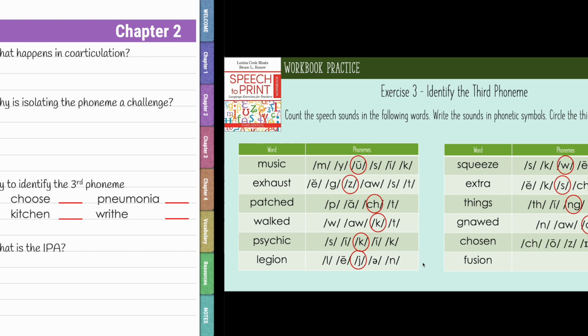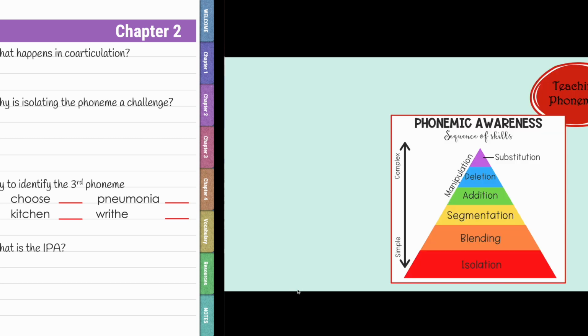Chosen. Good, it's the Z. And the last one, fusion. That's that special zh we talked about a little earlier. Okay, so how did you do? Was it a bigger challenge than you thought? You may need to have some practice picking out those phonemes, but once you start to practice it, it's pretty straightforward. So now let's talk about teaching that and where this phonemic awareness comes from.